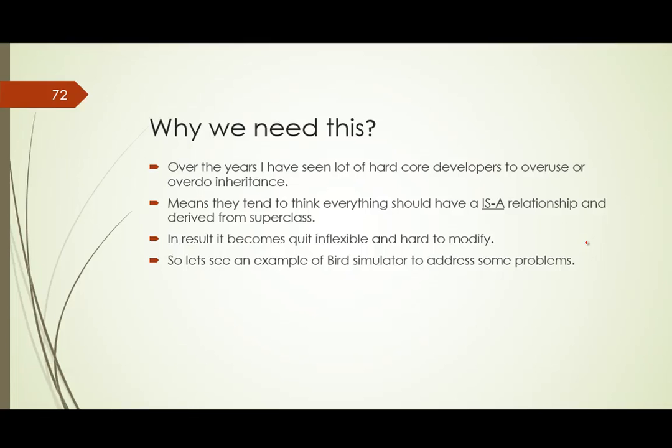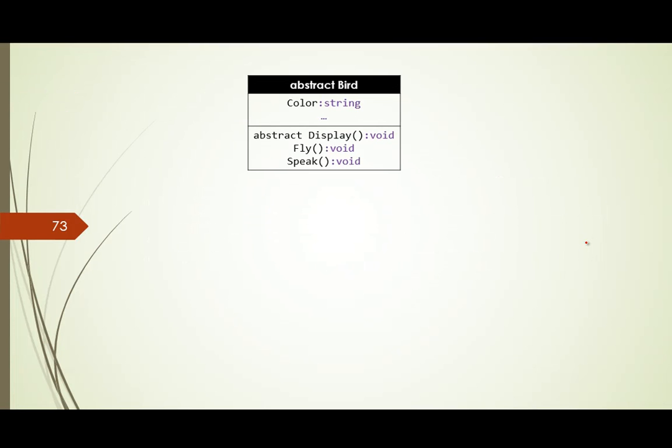So let's see an example of a bird simulator to address some problems. Let's say we have a bird simulator abstract class, named AbstractBird. The class has some properties, like the color of the bird or how it speaks, and some methods like display. The display method should be unique for every bird, in how they display. The fly method should be void, and it will print that they're flying or not flying, and the speak method should be how they're speaking. That's it. We're really interested in the display method, but let's see how the design goes.